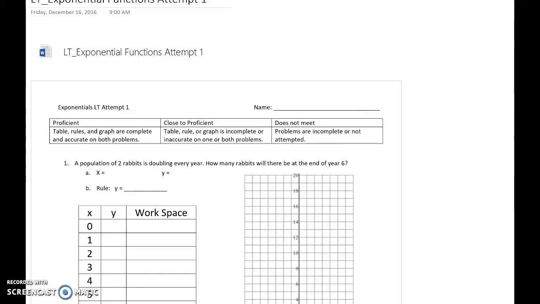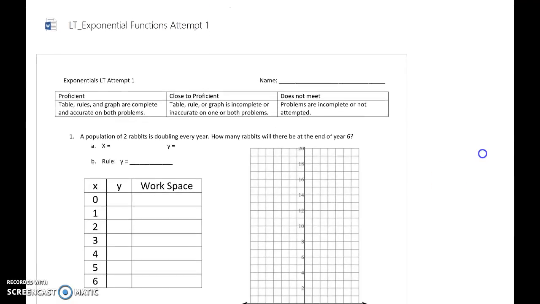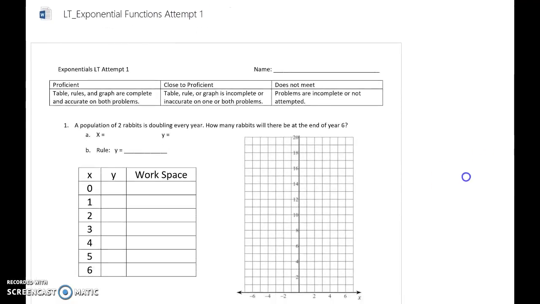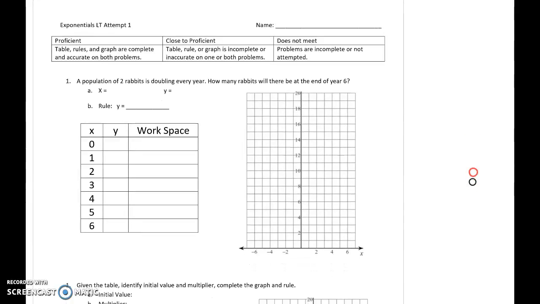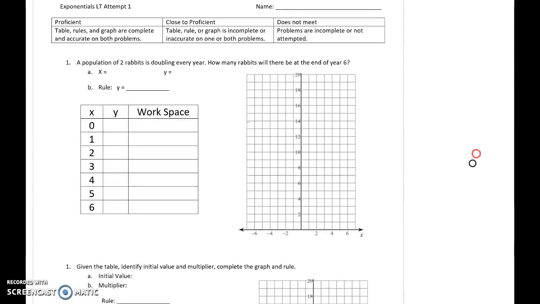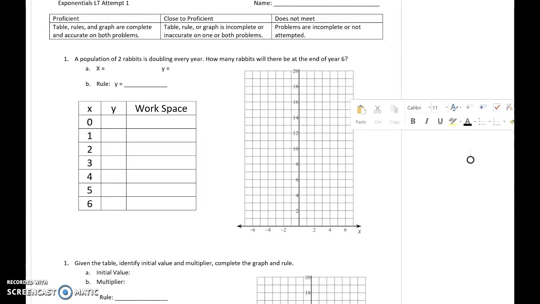In this video, we're going to be talking about the learning target test for writing exponential equations. So this was our first attempt, and we'll just go over it right here. In the first problem, there is a description about a population of rabbits. So a population of 2 rabbits is doubling every year.